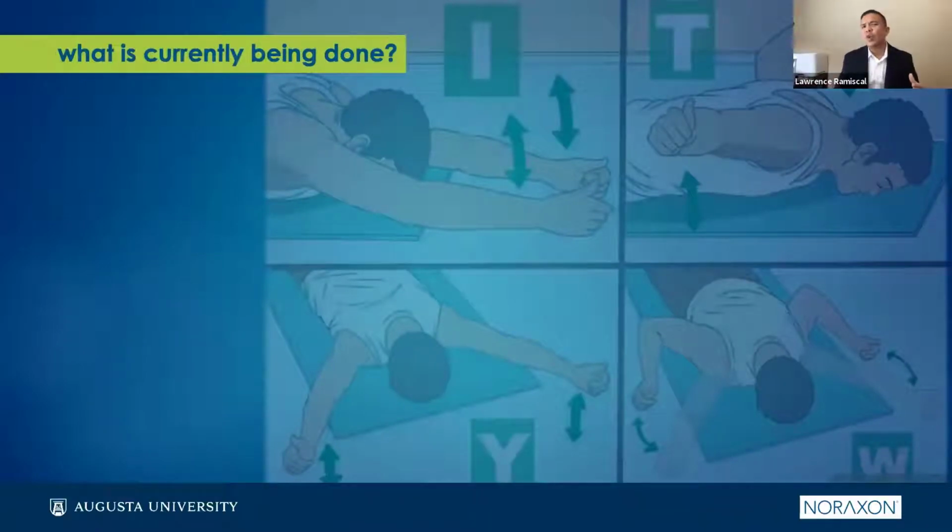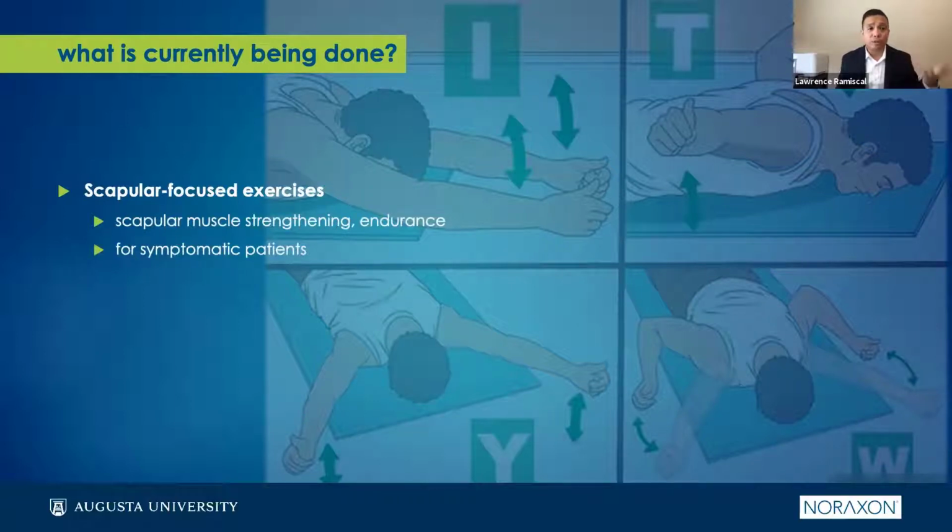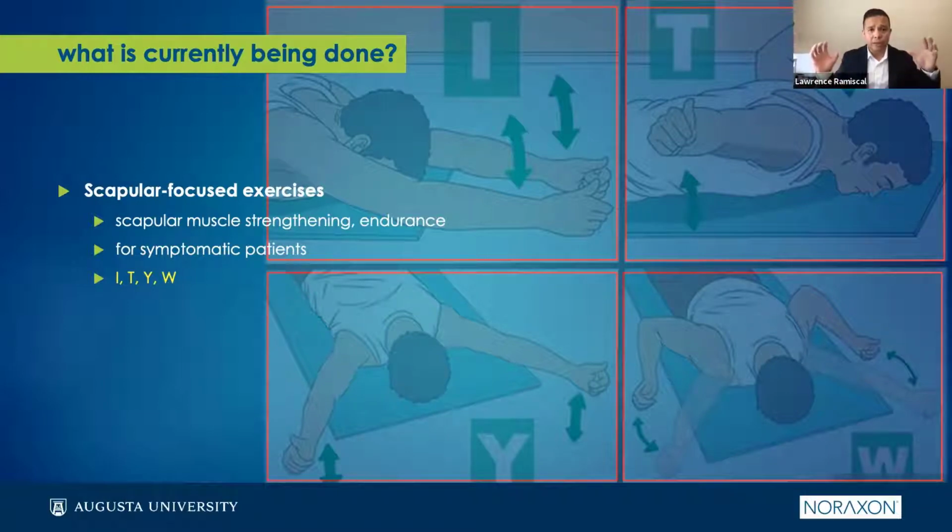Okay, so clinically, what are we doing with these patients? After we have used the scapular dyskinesis test and determined that they have scapular dyskinesis, what do we do with them? I'm sure most orthopedic clinicians would agree that we do scapular focused exercises. These are exercises dosed for strengthening or endurance, depending on the need, specifically for our symptomatic patients. These are our classic I's, T's, Y's, and W's. Although there are more, these are the classic ones, targeted towards the four scapular muscles that we've been talking about.